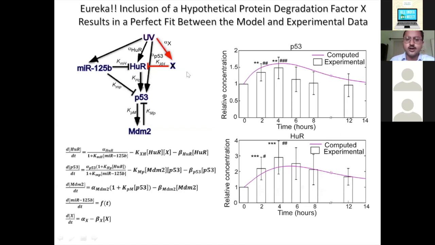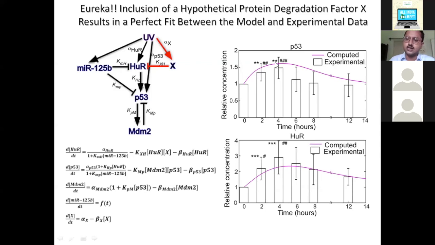So now we include a hypothetical factor X, which we don't even know about, in the model, which we take as a HuR degradation factor, and then we put in the rates because we can measure the rate of degradation, etc. And then we solve this differential equation. So now we have this factor X in the HuR term as a negative regulator of HuR. And Eureka, what we find is that the simulation result now nearly completely matches with our experimental pattern, with the experimental data.